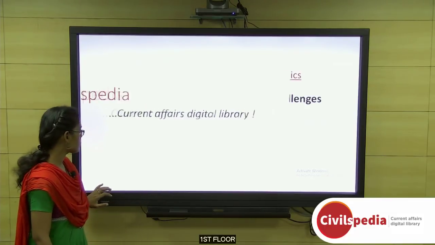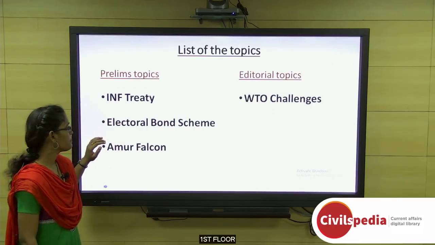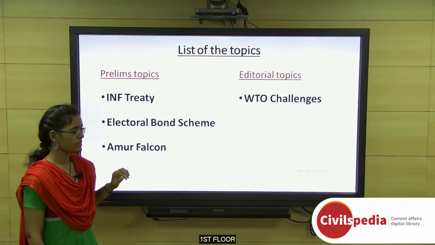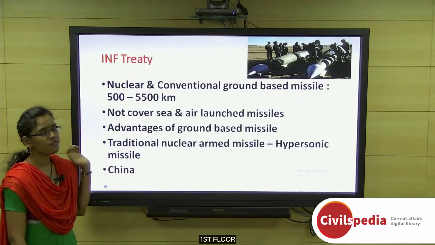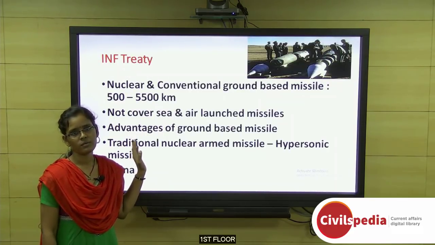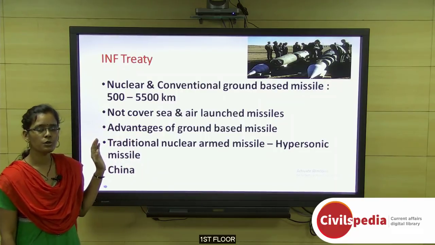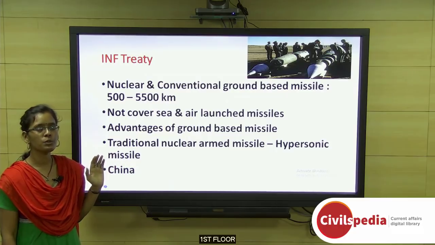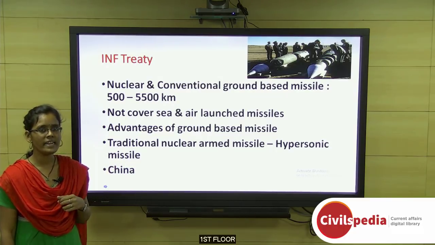The topics we are going to see are the INF Treaty, Electoral Bond Scheme, Amur Falcon and WTO Challenges. INF Treaty. The INF Treaty full form stands for Intermediate Range Nuclear Force Treaty. This is the arms treaty that was signed between USSR and USA in 1987.